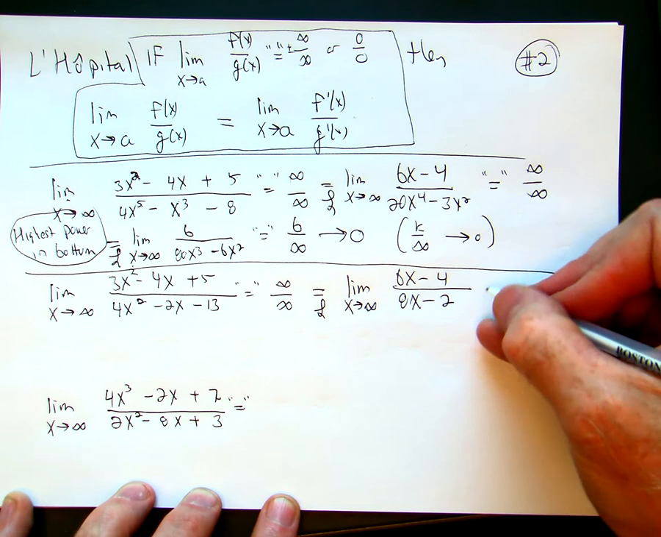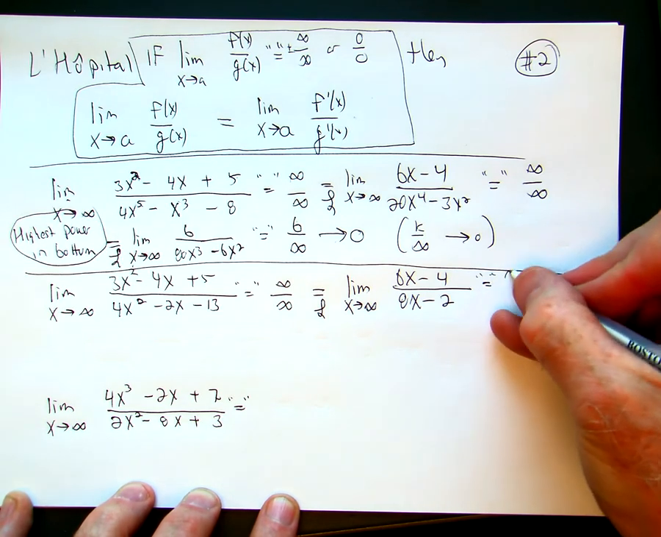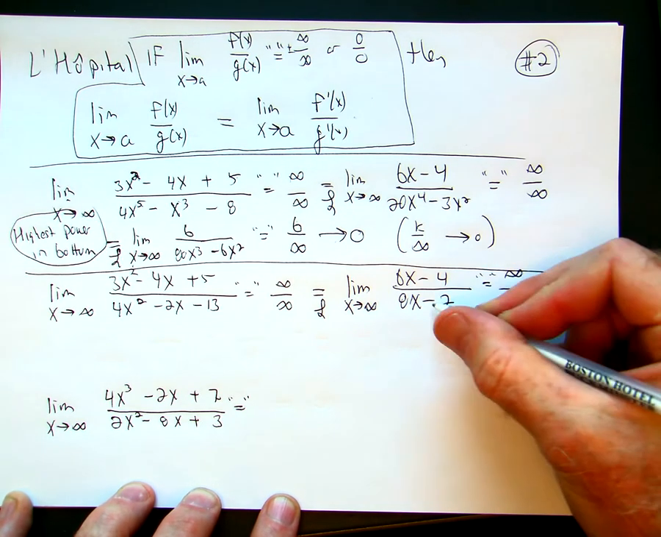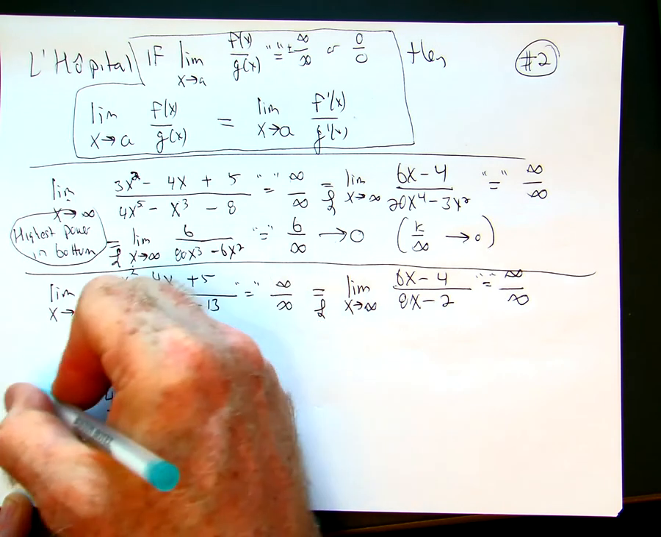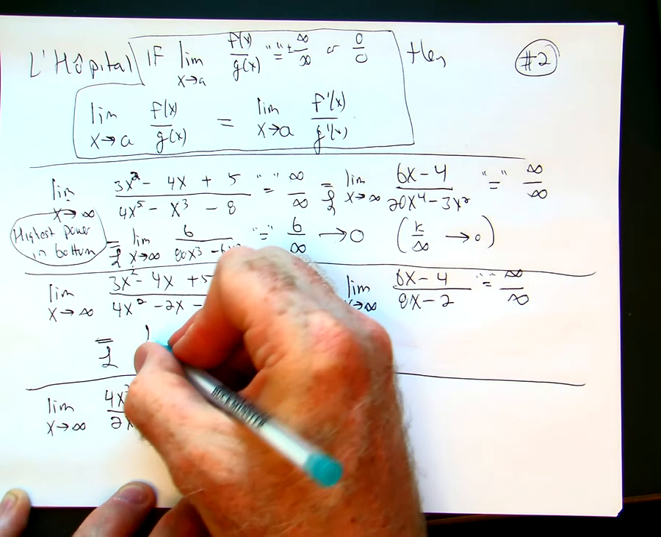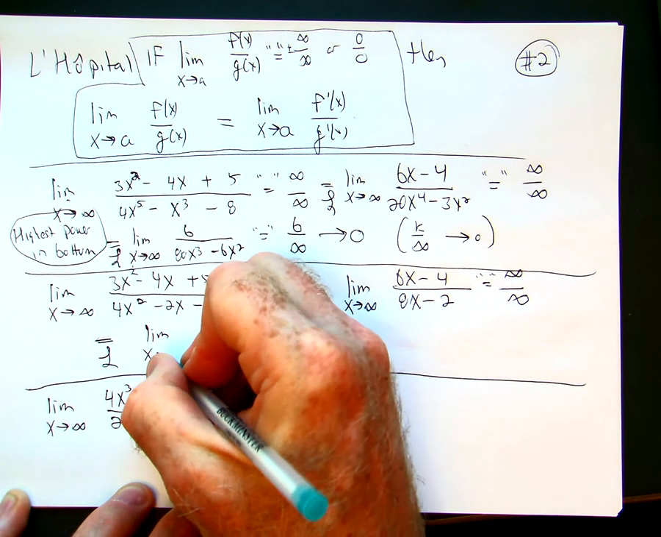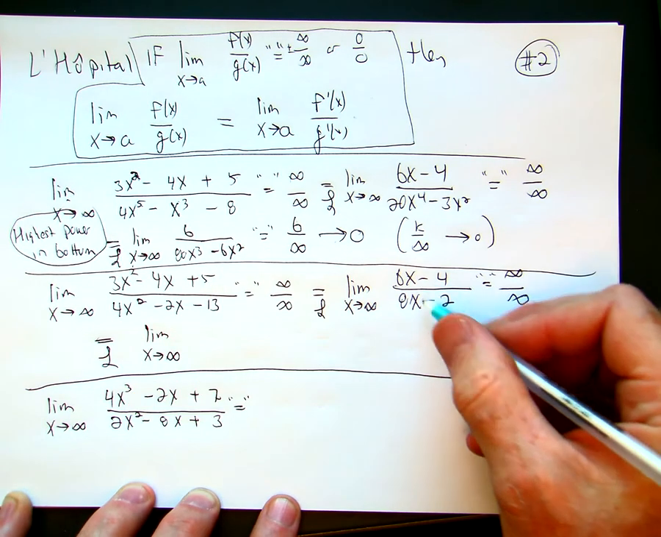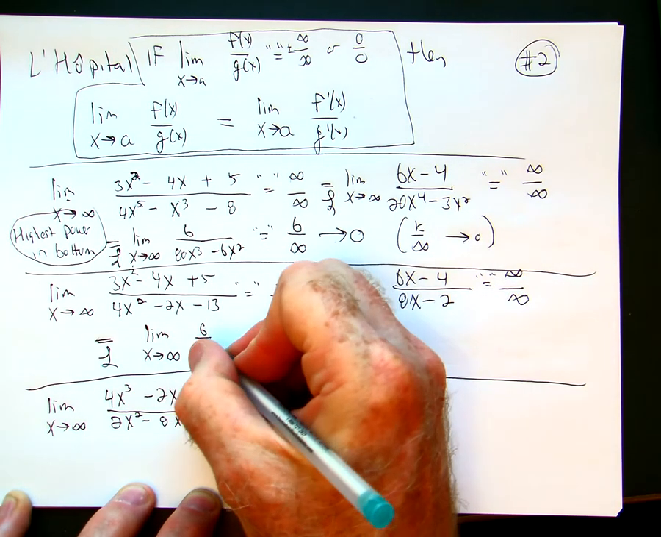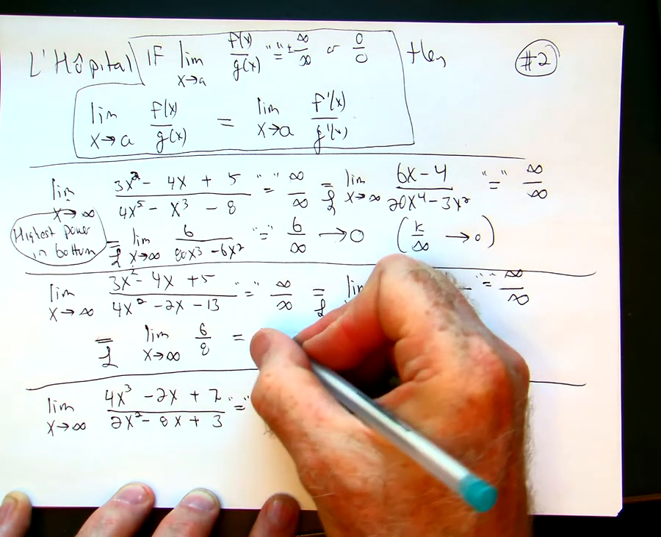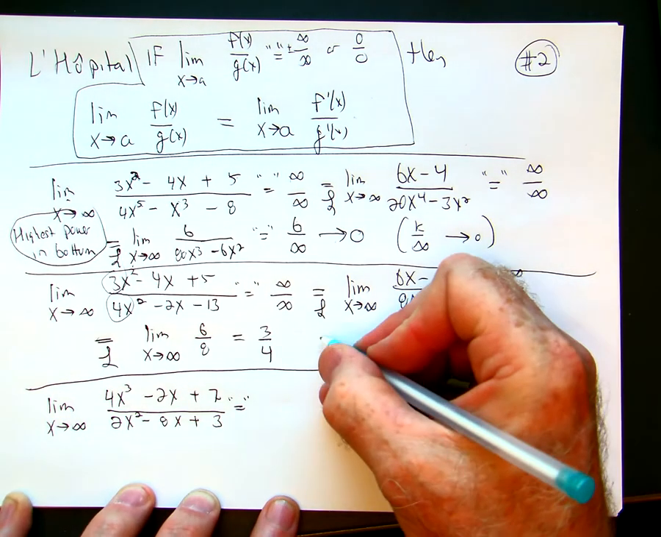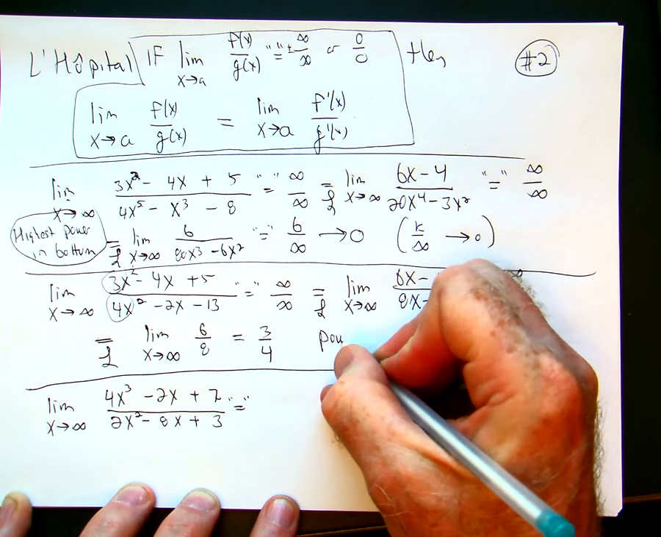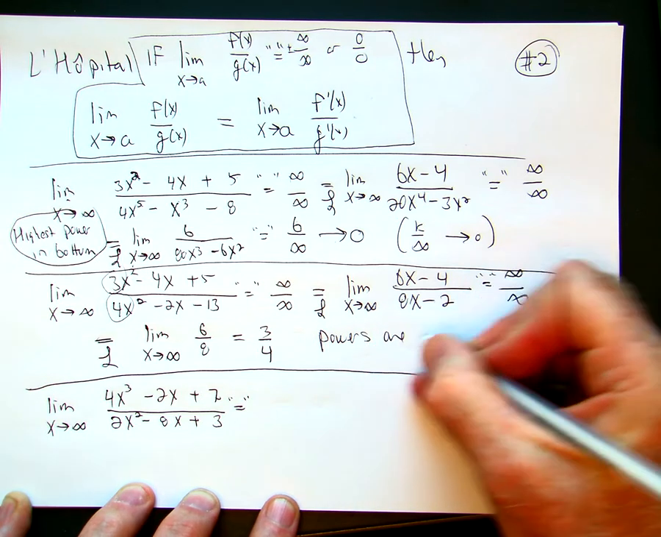Again, this is going to go to infinity. The bottom goes to infinity, so I still have infinity over infinity. I use L'Hopital again. I haven't taken the limit yet, so I'm going to keep writing this. I get 6 over 8. Well, that's obviously 3/4. So notice what happened. That's always going to happen when the powers are equal.